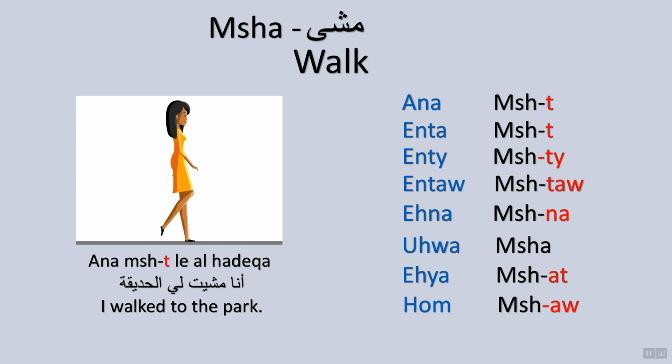The next one is to walk, and we say أنا مشيت. أنت مشيت. أنتي مشيتي. أنتوا مشيتوا. إحنا مشينا. وهو مشى. هي مشت. هم مشوا. And then we have the example here. أنا مشيت للحديقة. Le is to or until. So sometimes you will find Kuwaitis saying لمتى, till when. Or أنا راح أنام لي أشبع, for example. I'll sleep until I'm satisfied.